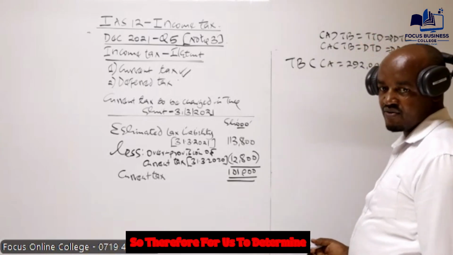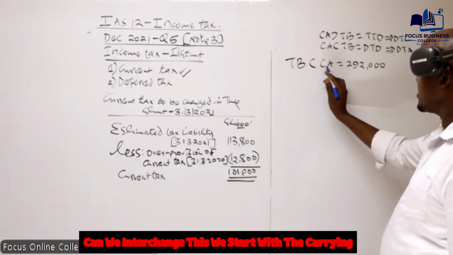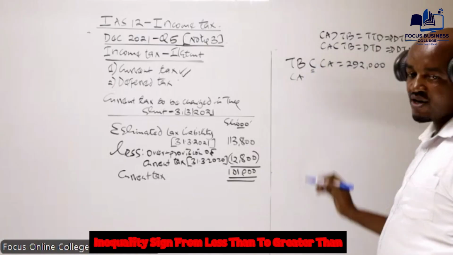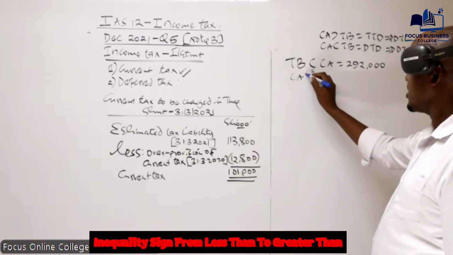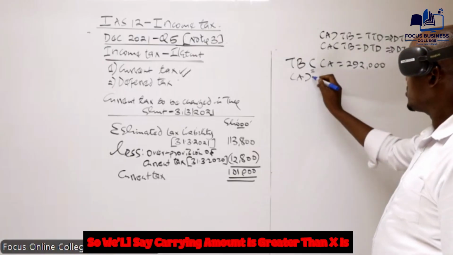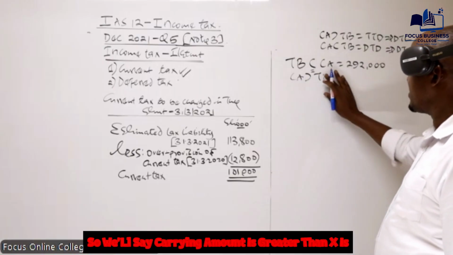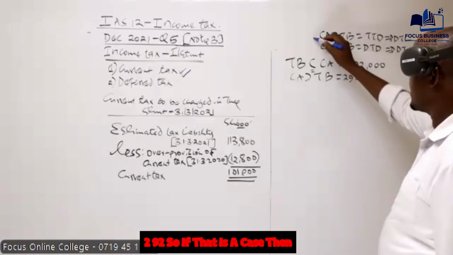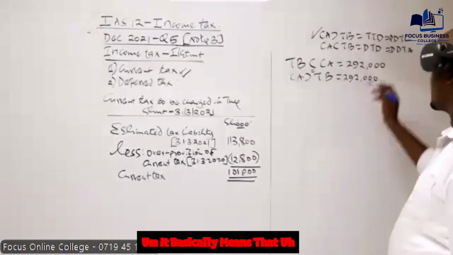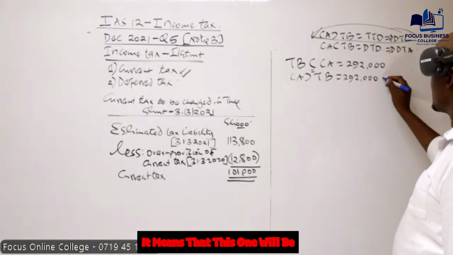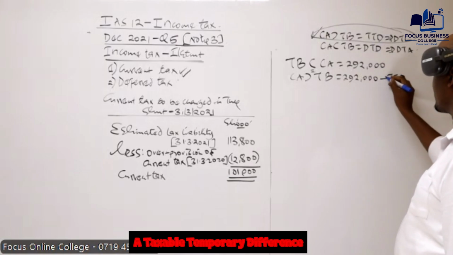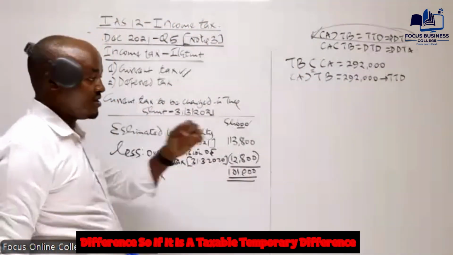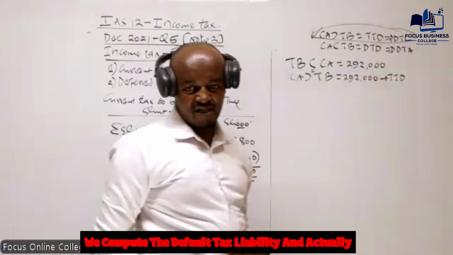So for us to determine whether this is taxable or deductible, we start with the carrying amount. Automatically, we change the inequality sign from less than to greater than. So the carrying amount is greater than the tax base by an amount of 292. That means this is a taxable temporary difference. If it is a taxable temporary difference, what do we compute? We compute the deferred tax liability.